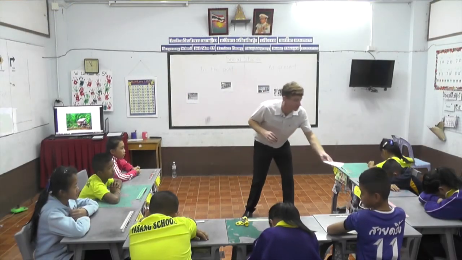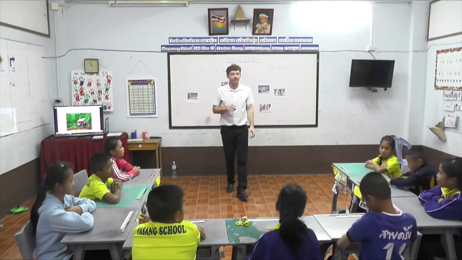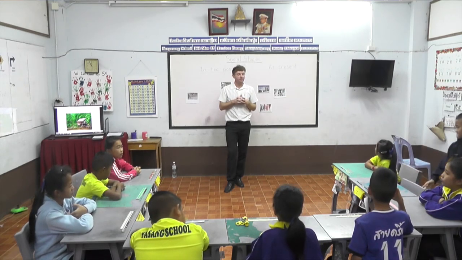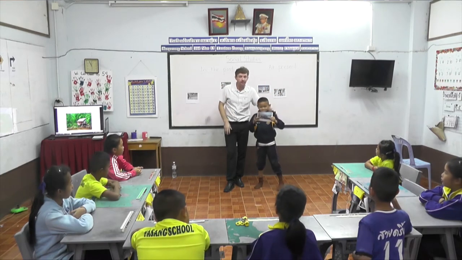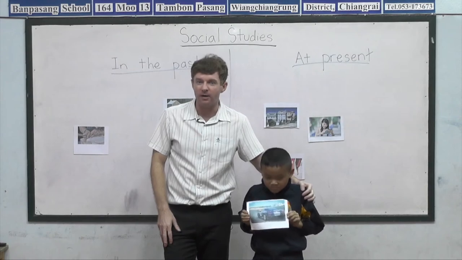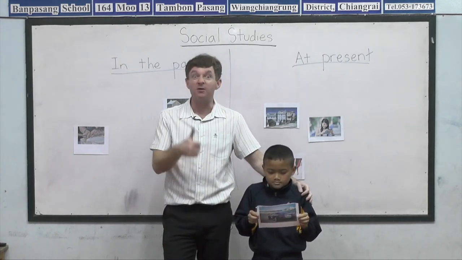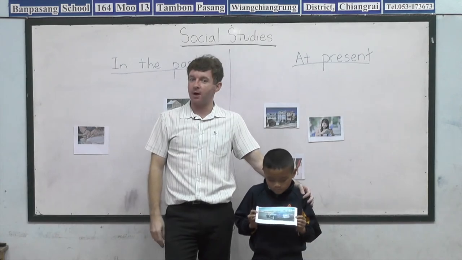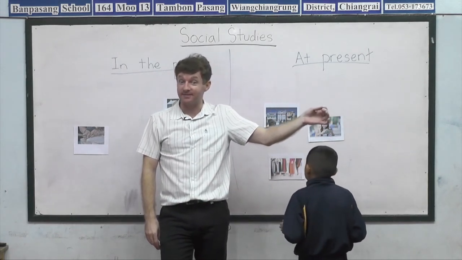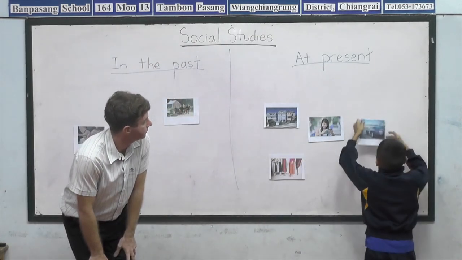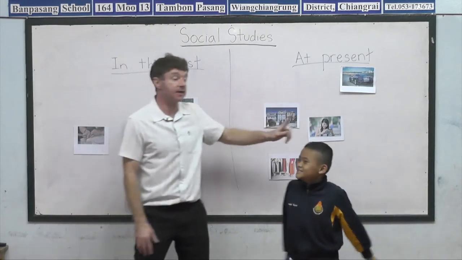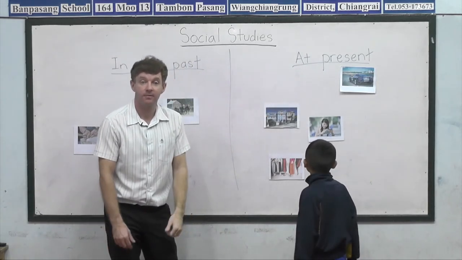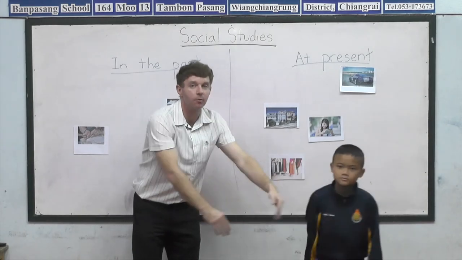Let's see, who's next? Open our eyes, please, guys. Okay, Chu, come and join me at the front. And show your flashcard so your friends can see. What can you see, guys? Car. Is it a nice car? Yes. Ferrari, supercar. Do we think they had these cars in the past? No. When do we have these cars? At present. Excellent. So, Chu, you can put it in this column. Very good. And we can say transportation. At present. Perfect. Chu, high five. Big round of applause for Chu.